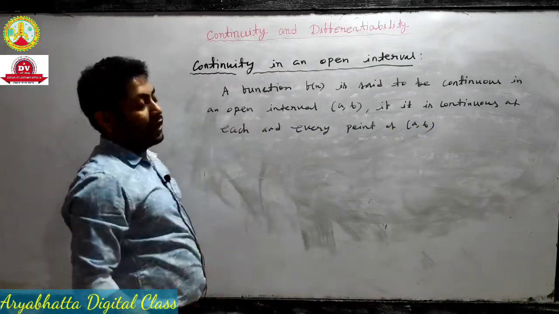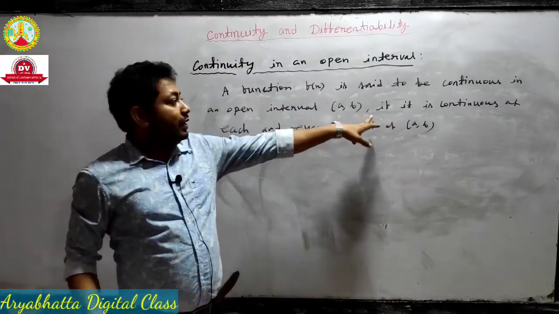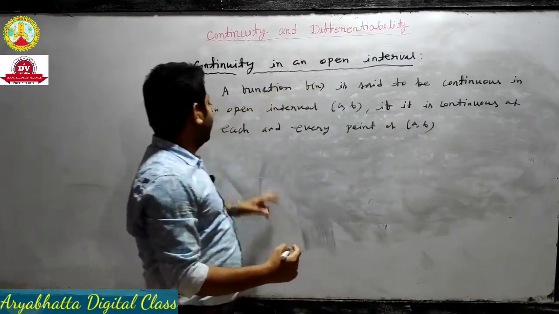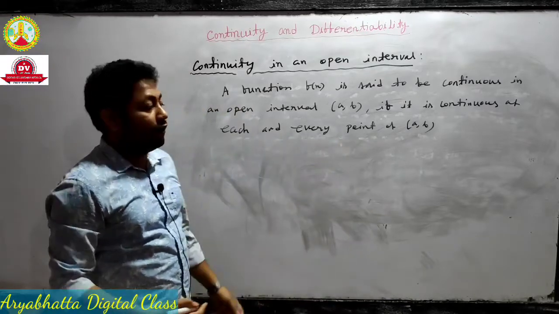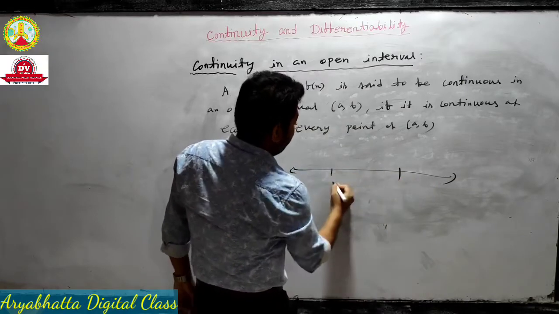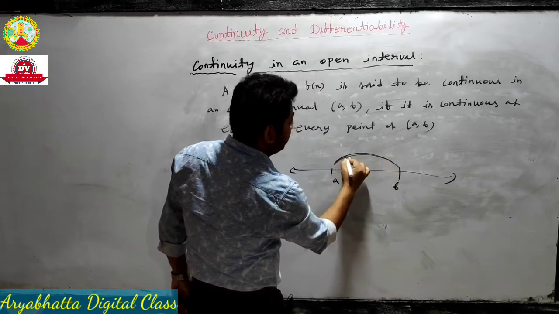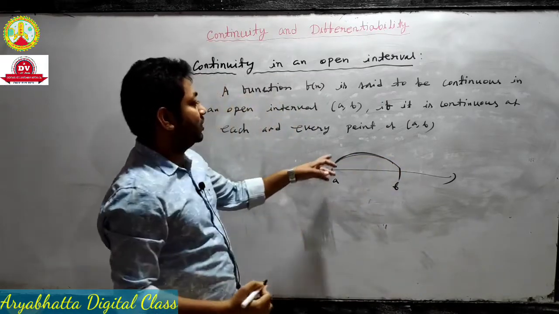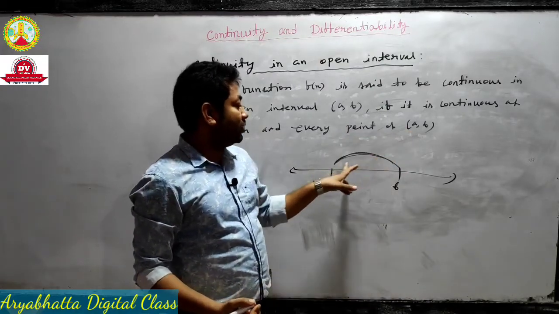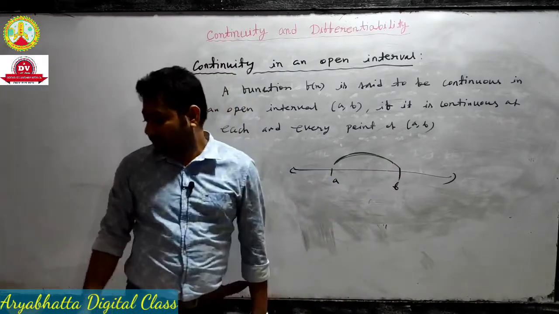A function f of x is continuous in an open interval a comma b if it is continuous at each and every point of the open interval a comma b. If the function is continuous at each and every point on the open interval a comma b, then the function is continuous in the open interval a comma b.